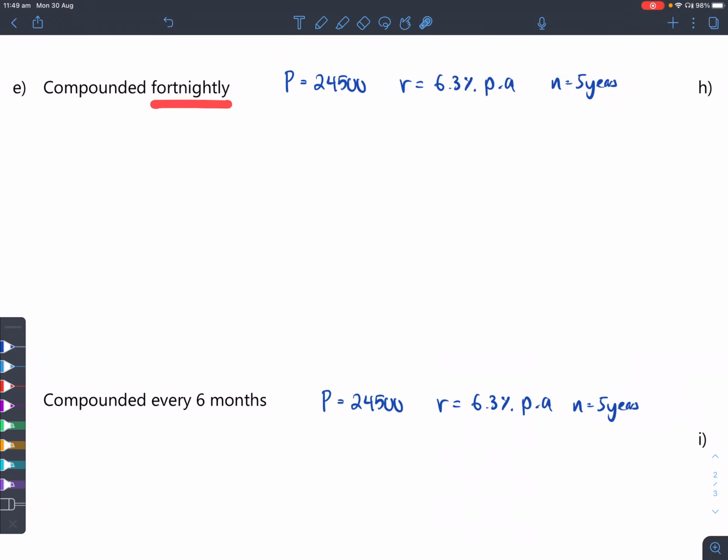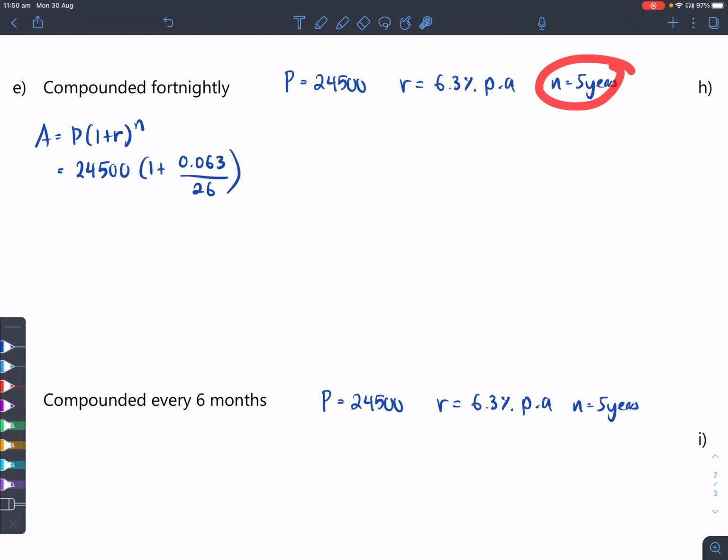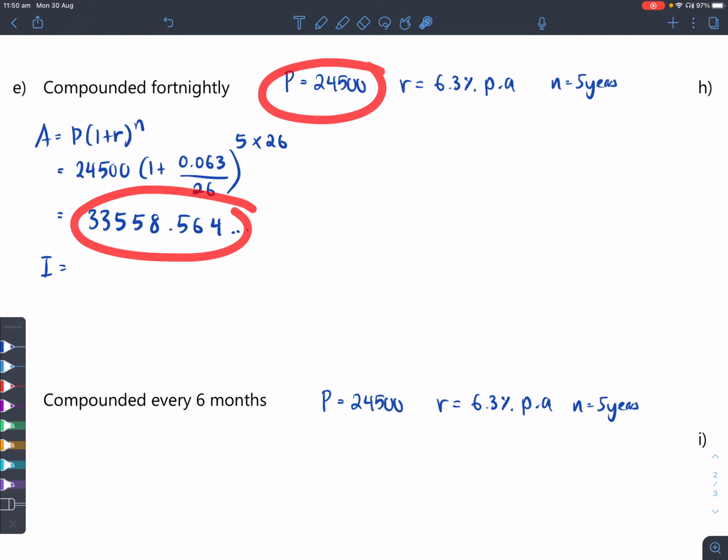All right. So last time we're looking at months. This time we're looking at fortnights. Let's start with the formula. A is equal to P bracket 1 plus R to the power of n. Our principal being 24,500 times by 1 plus the rate, which is 0.063. But the number of fortnights we have in a year is 26. The number of years we are investing this amount is 5 years. We multiply this by 26 to find out how many fortnights there are in 5 years. We put this in our calculators. Okay, so that will give me 33,558.564 and so forth. Our interest again is this amount subtracted by our principal.